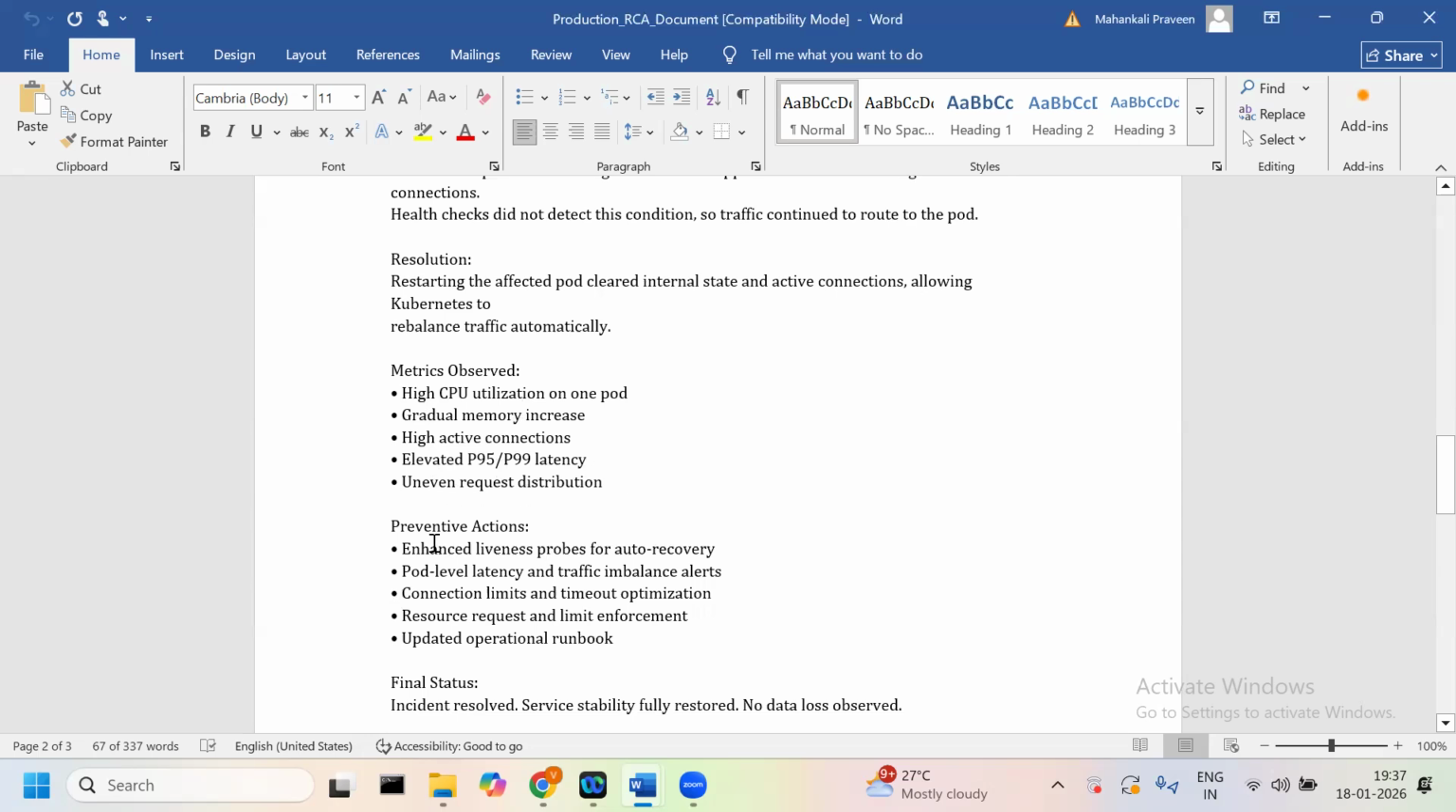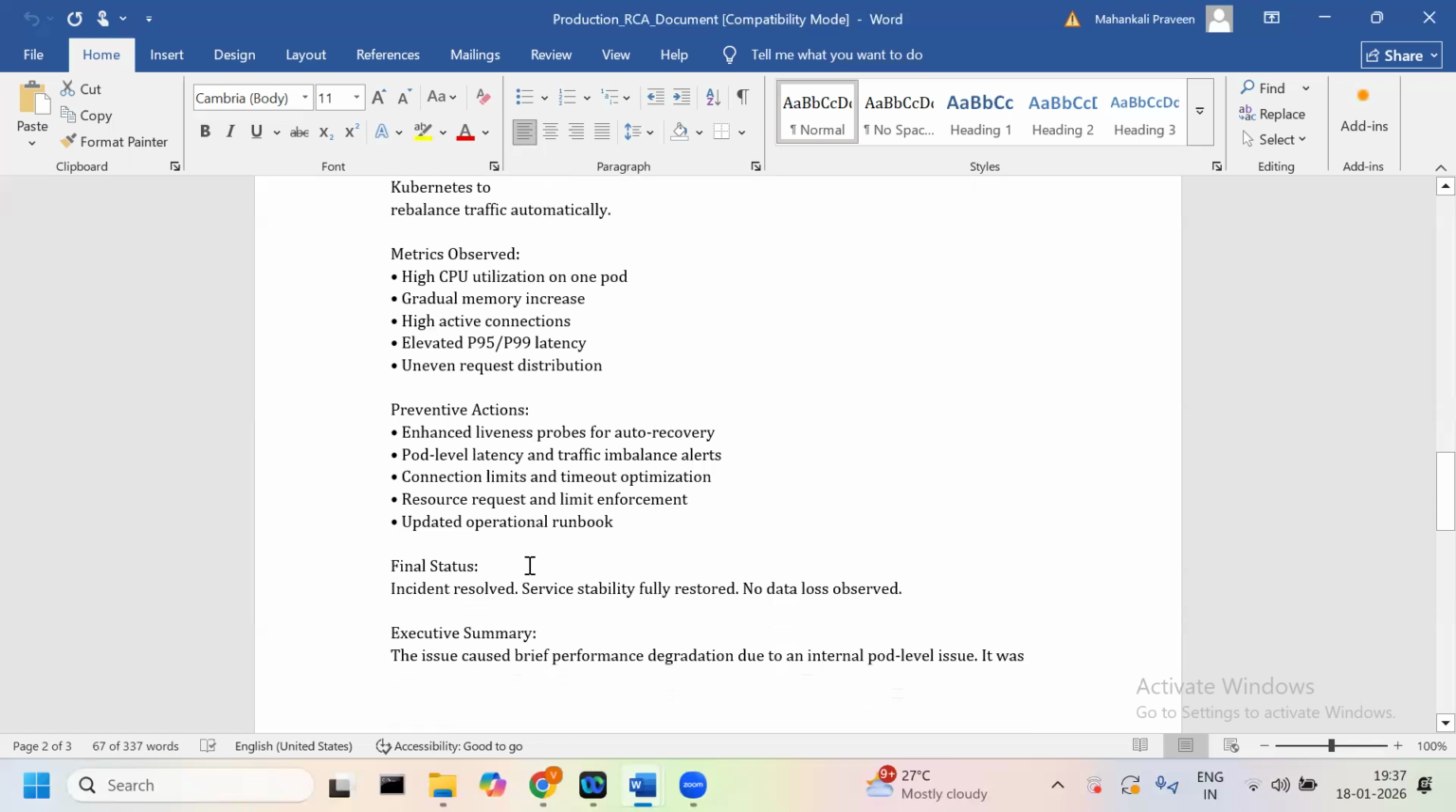What are the preventive actions? Enhance the liveness probe for auto recovery, pod-level latency and traffic imbalance alerts, connection limits and timeout optimization, resource request and limit enforcement, and update the operational runbook. These are all the preventions we updated. The final status: the incident was resolved, service stability fully restored, and no data loss was observed.